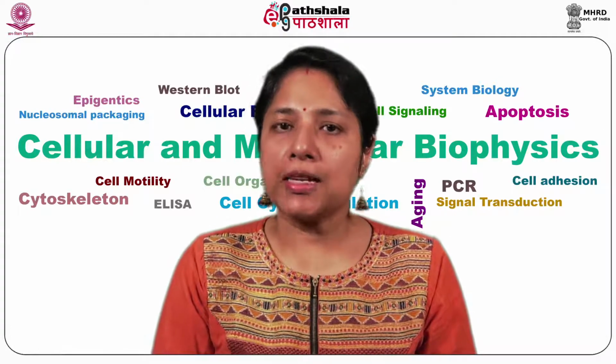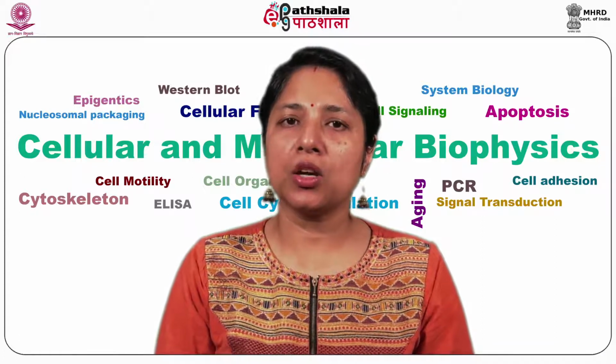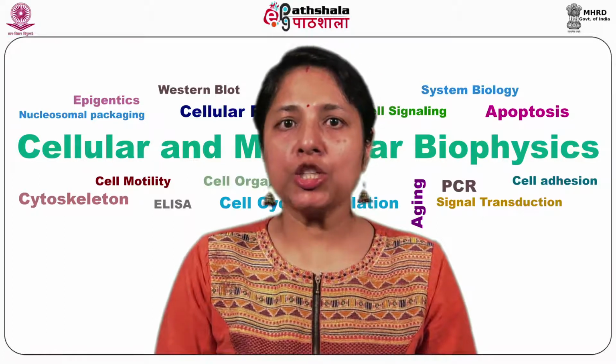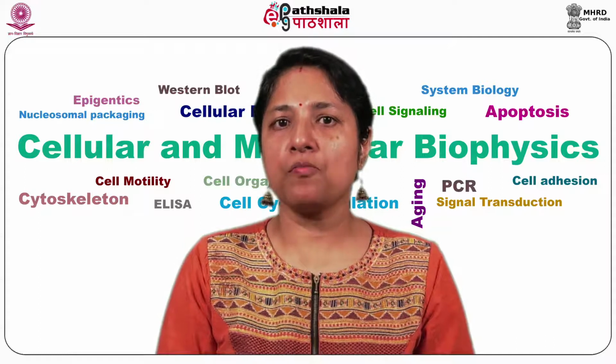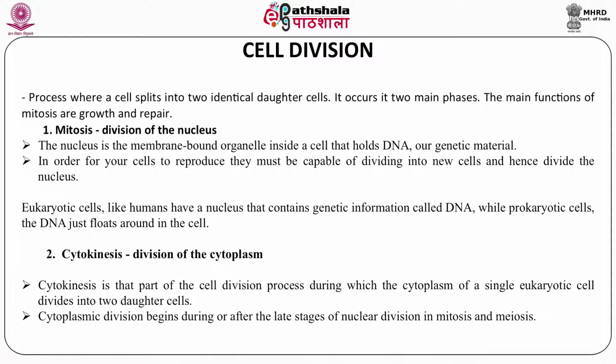Now, coming to cell division, it is a process where a cell splits into two identical daughter cells. It occurs in two main phases. The main functions of mitosis are growth and repair. Mitosis is the division of the nucleus. The nucleus is the membrane-bound organelle inside a cell that holds DNA, and DNA is our genetic material. In order for our cells to reproduce, they must be capable of dividing into new cells. This means they must be able to divide the nucleus.